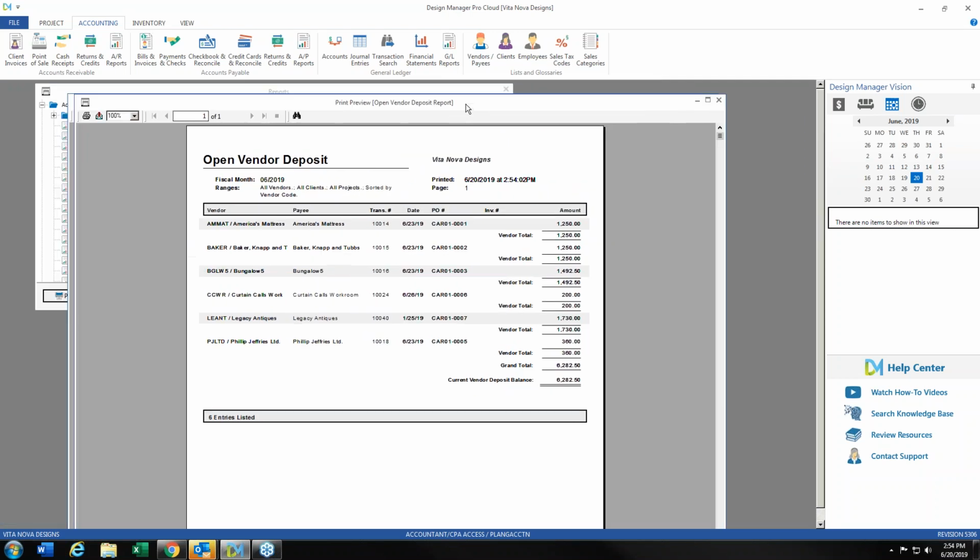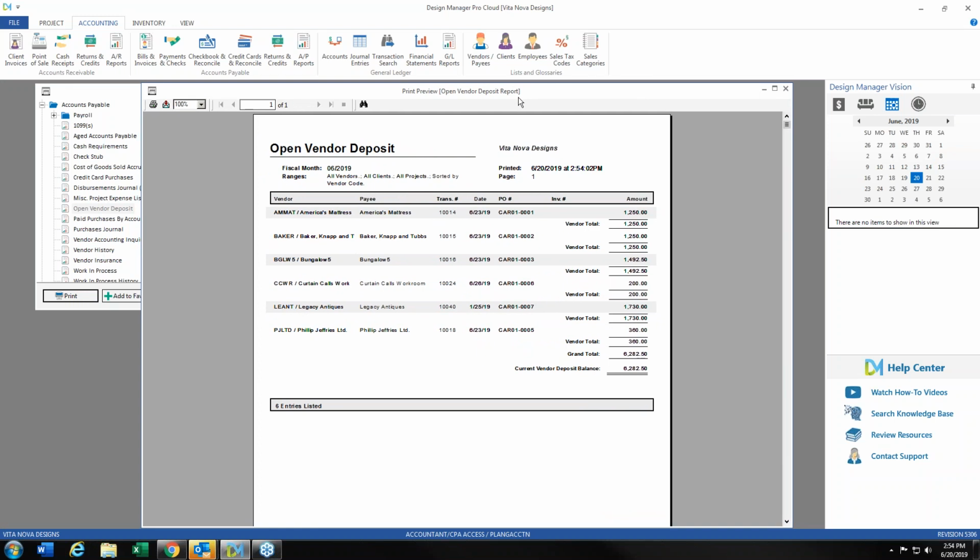Okay, this is just like what we looked at when we looked at the open client deposit report. We want to make sure that we're looking at these two reports, the accounts payable report and the open vendor deposit report, at the same time, just like we looked at the open client deposit report and the accounts receivable at the same time. That way, because sometimes I've seen this before where the vendor is asking us for 100% deposit with the purchase order, and so we're paying that, and we know that it's been fully paid.